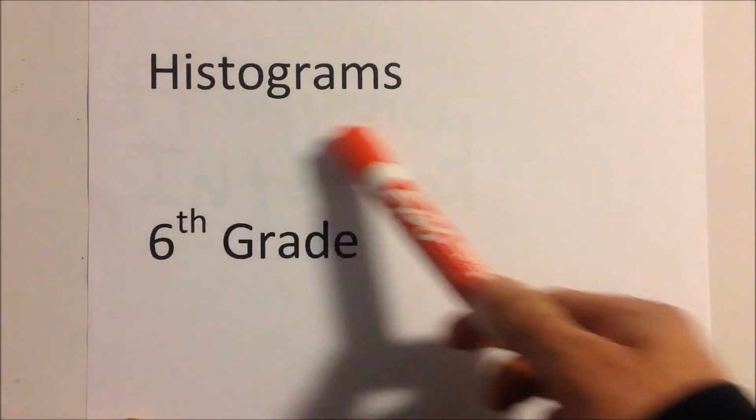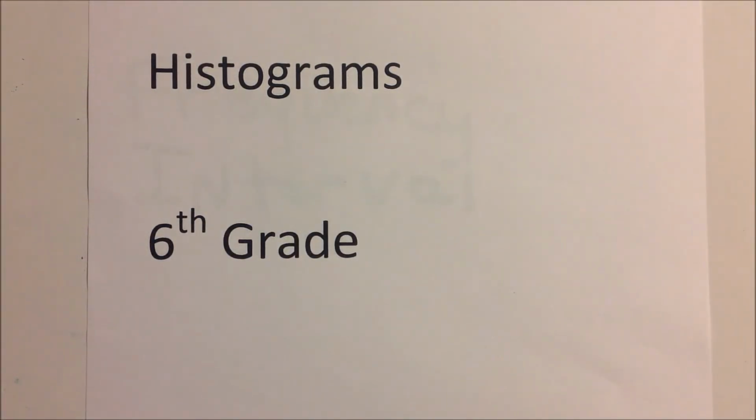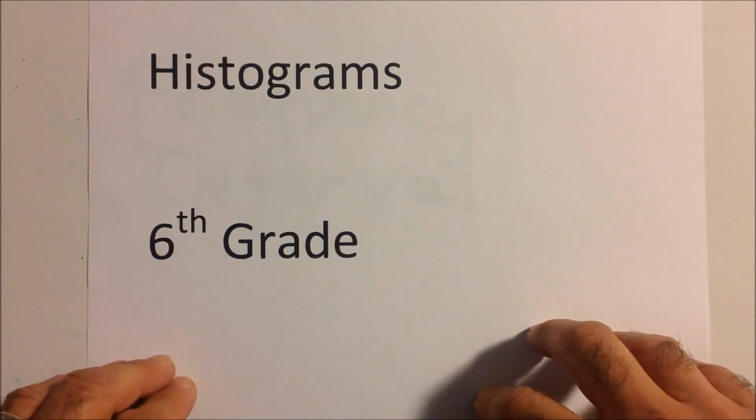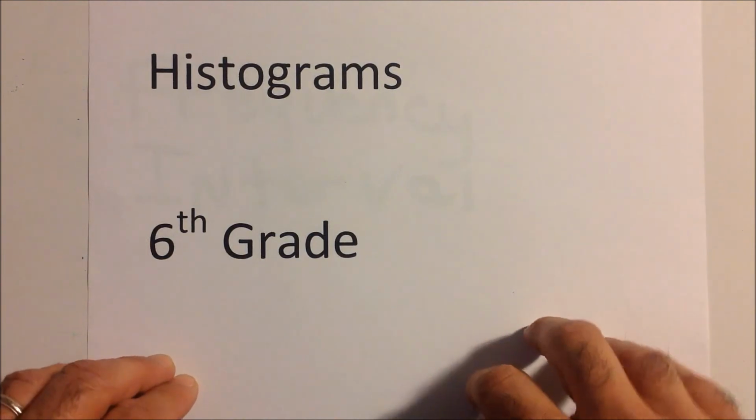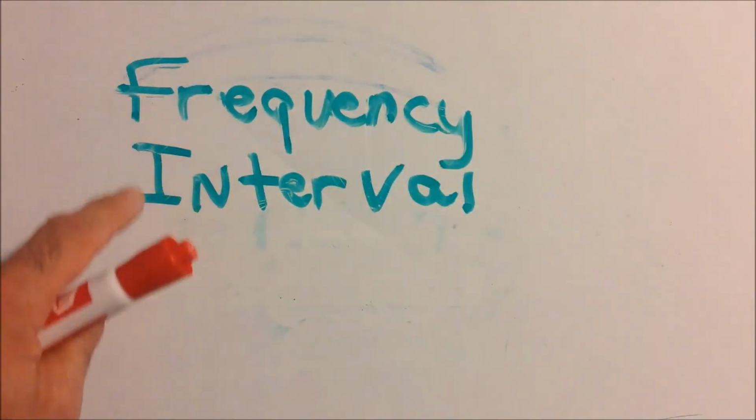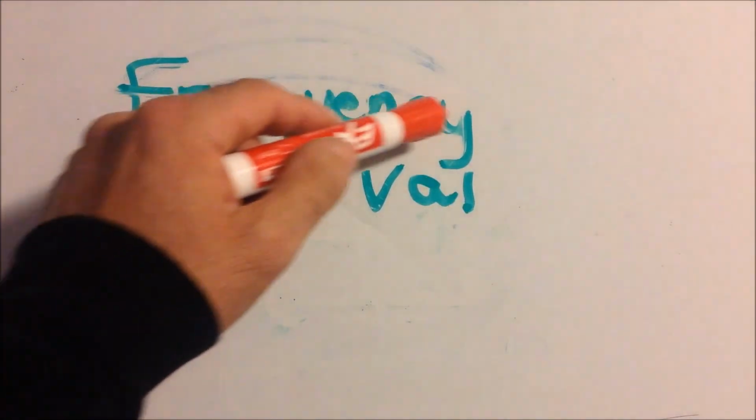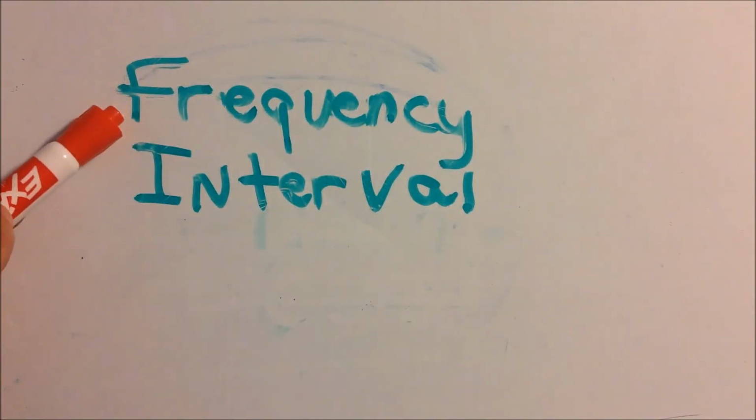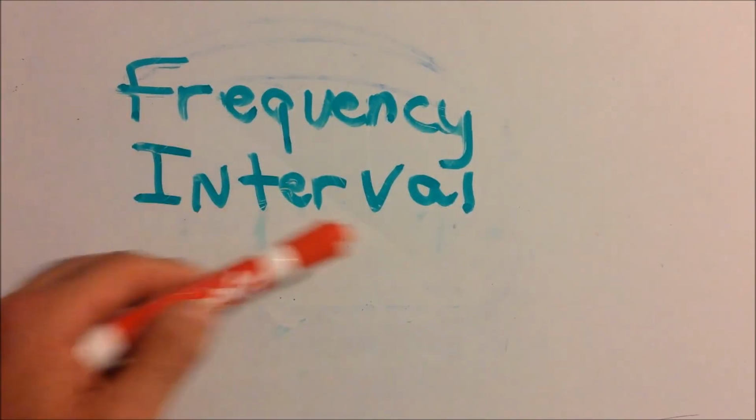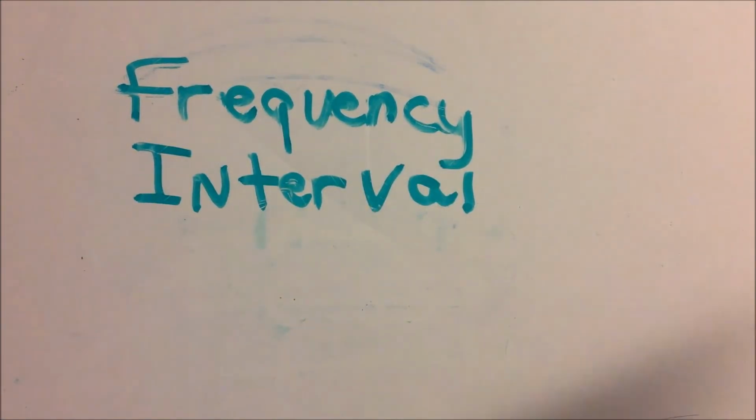Okay, here's our video on histograms. Histograms look like bar graphs. They're almost similar to bar graphs, except in histograms we're looking for these two words. We're going to go over frequency and interval. We want to know the frequency of a number occurring and the intervals between those numbers, and I'll explain that.